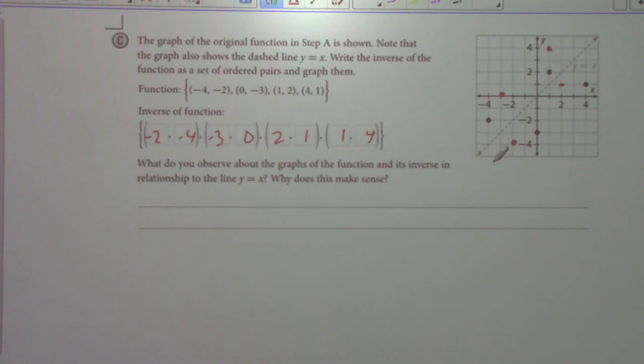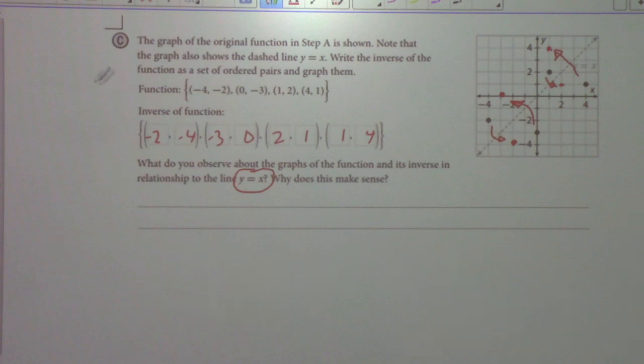And what do you notice about these points here? They reflect about the line. Now, remember one of the things I had you circle yesterday on your paper? Remember that? Okay, we're reflecting about the line y equals x.